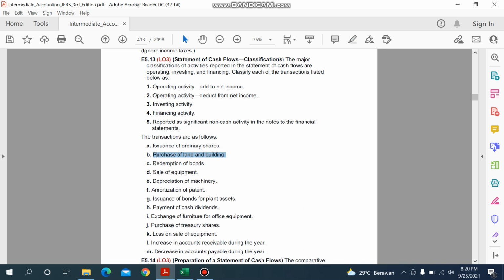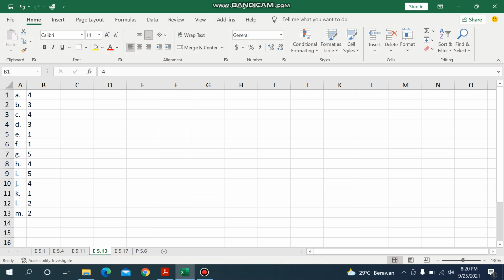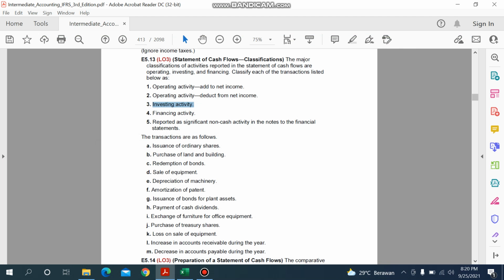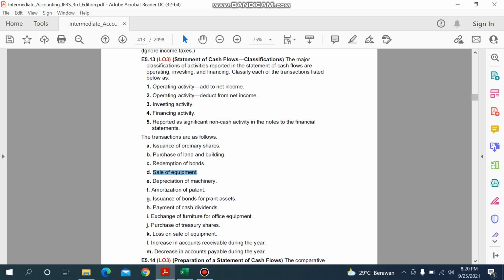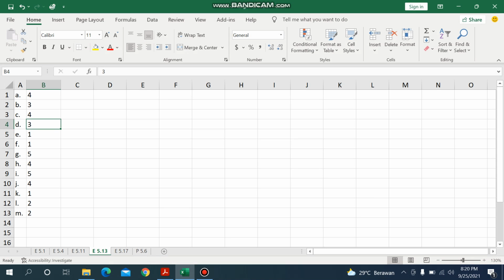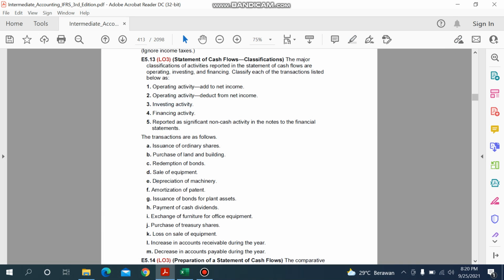And then B, purchase of land and building. Remember about the PPE, okay, it will be under the investing activity, so number 3. And then C, redemption of bonds, it is like the retirement of bonds, or you pay the bonds. So it is under the financing activity, number 4. And then D, the sale of equipment. Remember equipment is a PPE, so it will be under investing activity, number 3.